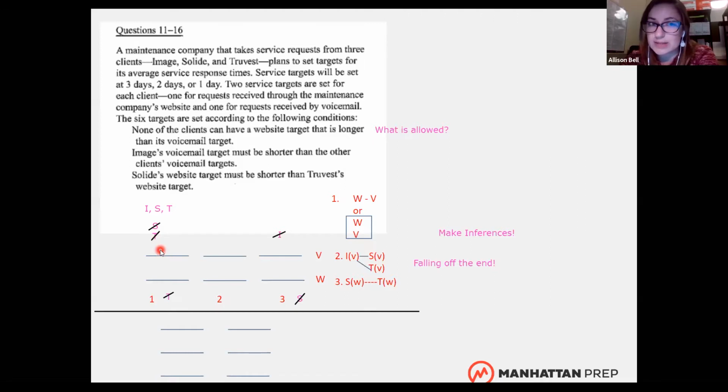That seems really logical. However, there's nothing in the setup that tells me each day has to be used. So it's possible that I, S, and T are all going to fall across days 2 and 3, and nobody has a service target of 1 day. So it's always important with any logic game to check to see if the game dictates that every space has to be filled or not. And in this case, every space did not have to be filled.